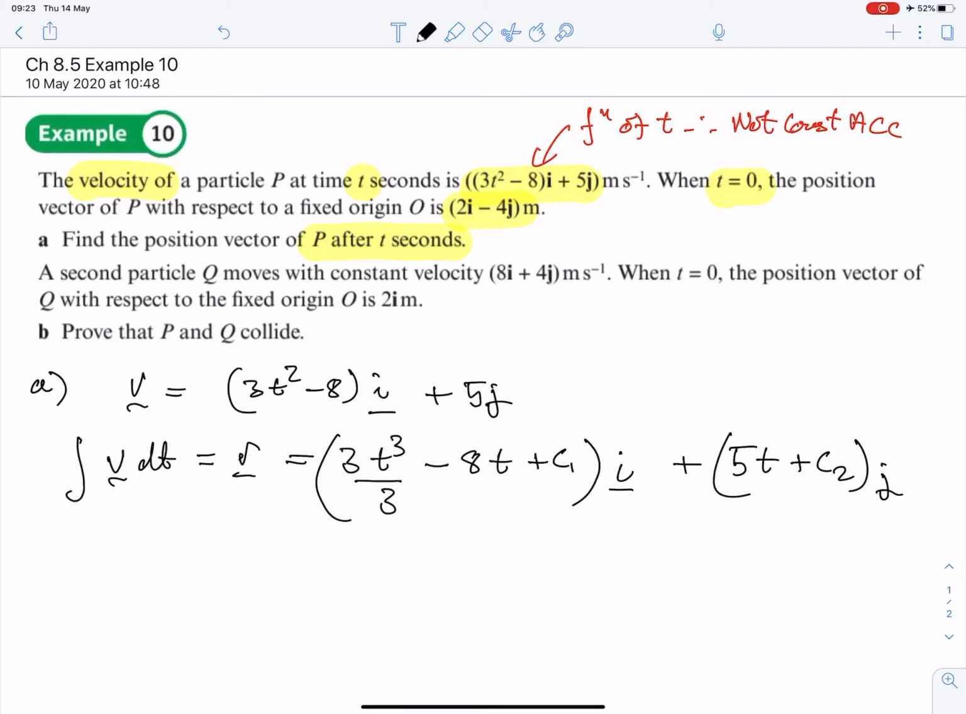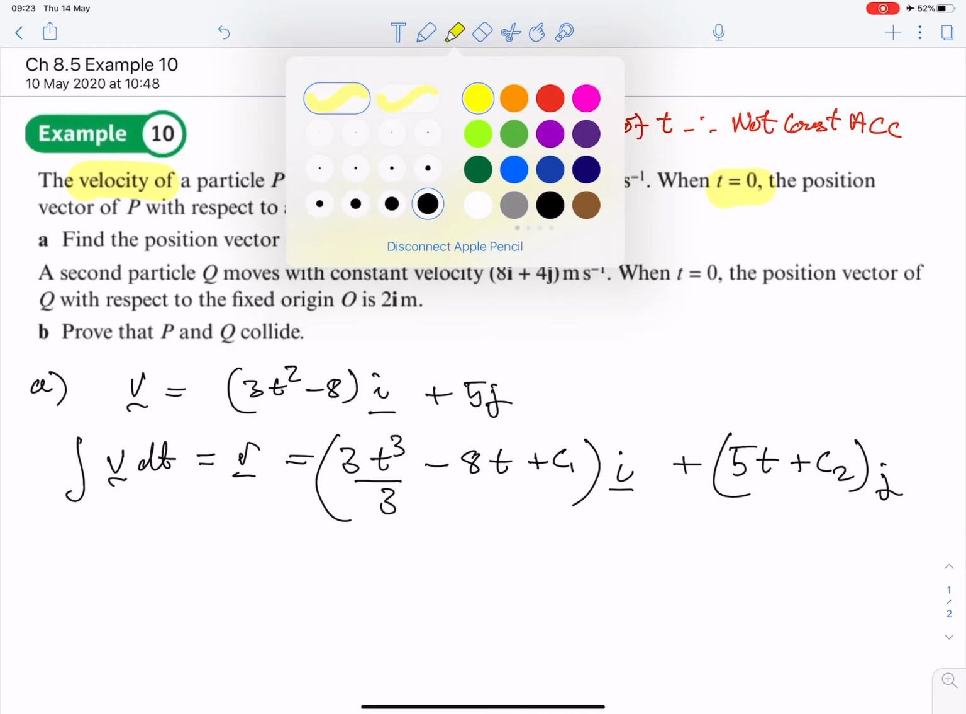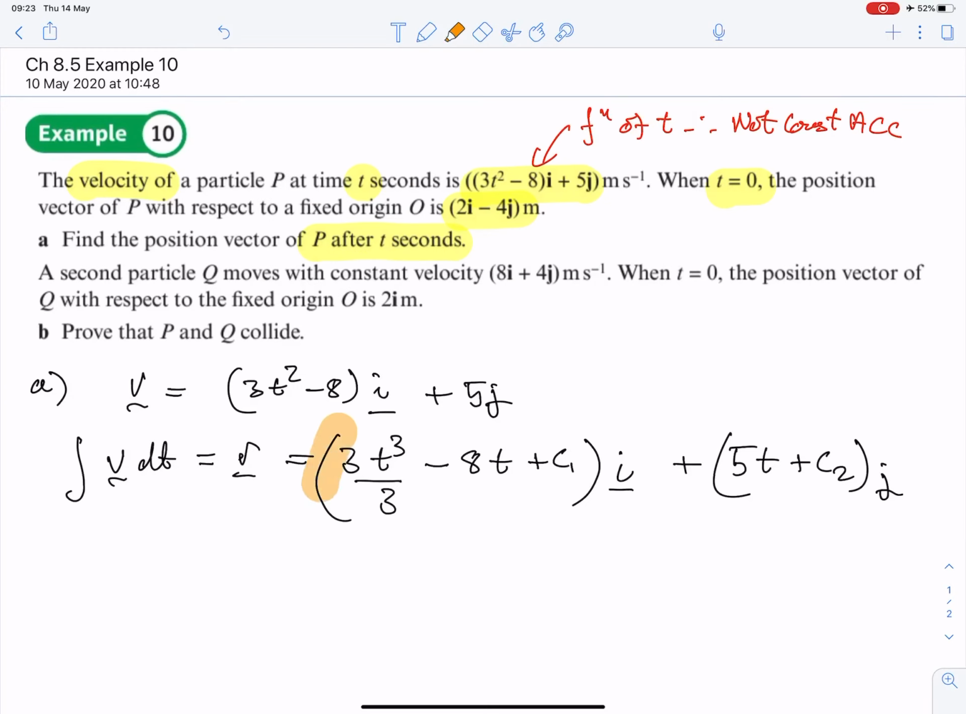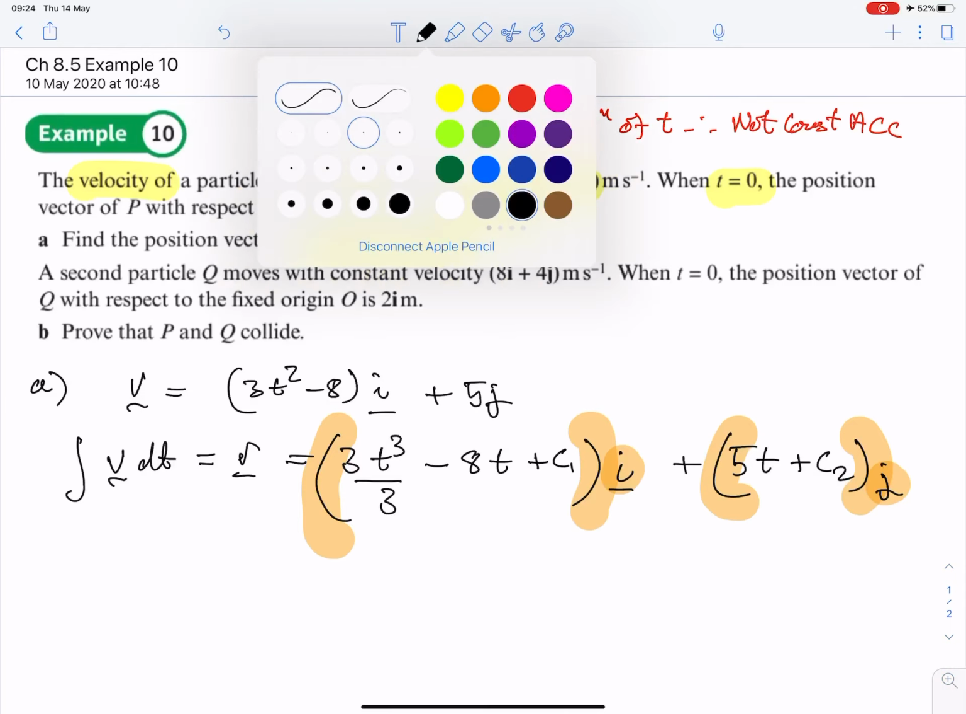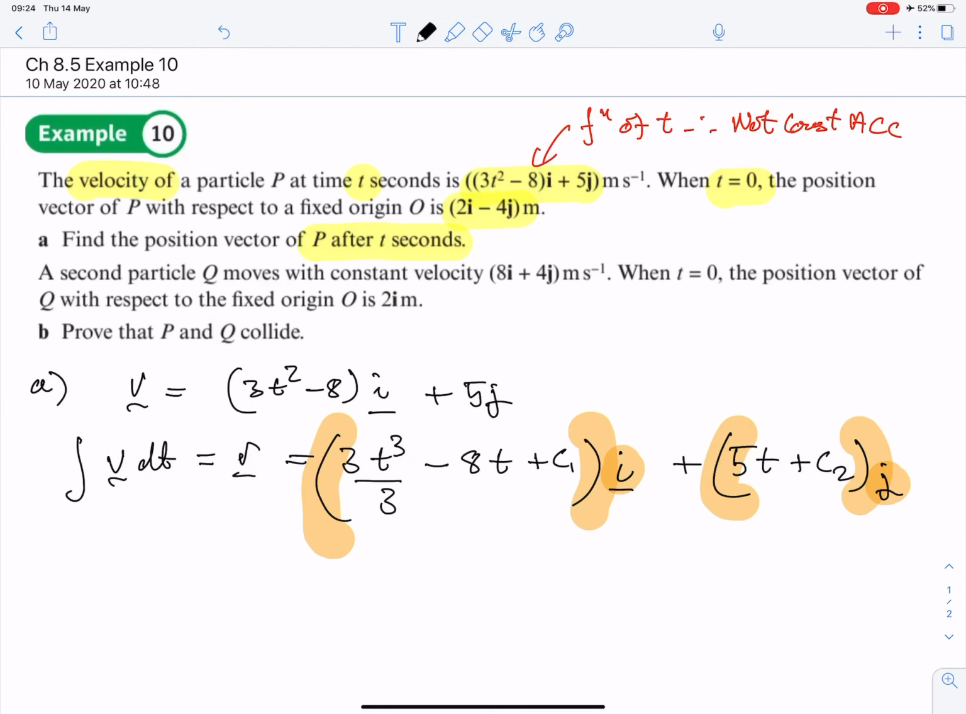c2 lots of j. Don't forget the bracket, so we clearly define the vector i and the vector j. Yeah, the brackets are really quite important. Okay, so we can now put in our boundary conditions which come back from the question. In the question we were told at t equals 0, r was equal to 2i minus 4j.